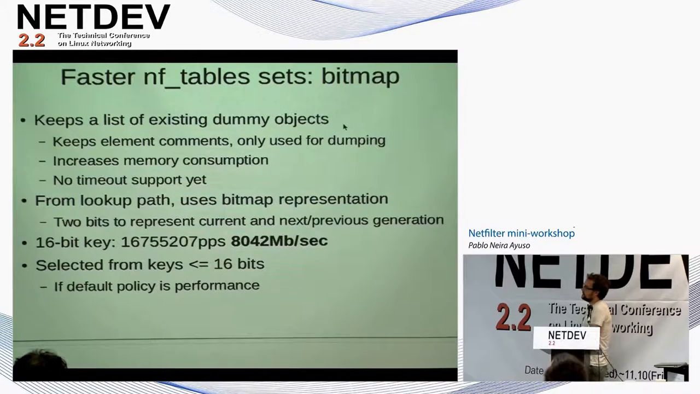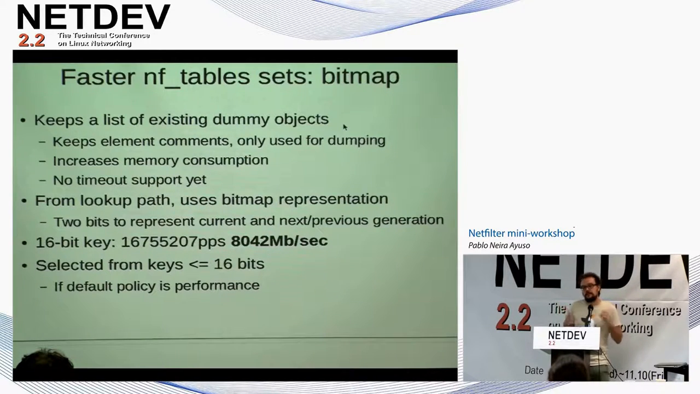The bitmap keeps a list of existing dummy objects. Dummy objects are there to store comments and in the future to support timeouts too. Timeouts are another feature that is available in the set infrastructure. Basically, it allows us to let elements expire. So you can populate a set with elements at runtime, and then after some point, if we see no packets hitting that element, it's going to release the element from the set. This timeout feature is not available in the bitmap. But it should be possible by using this dummy list of objects.